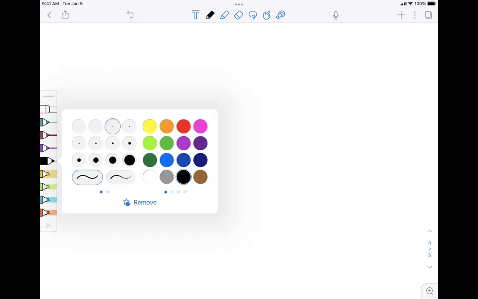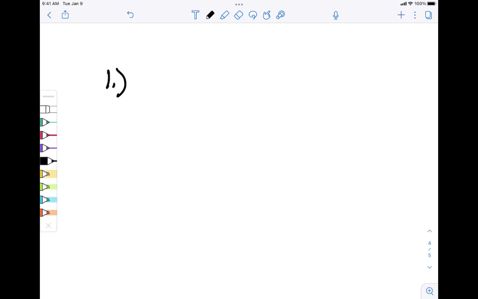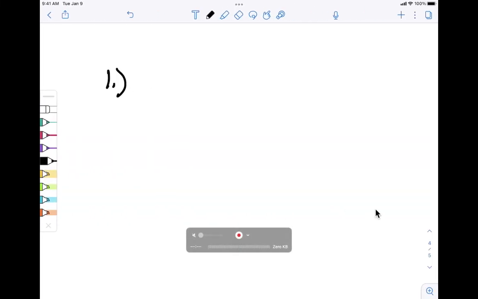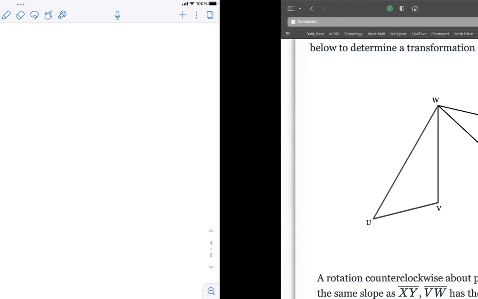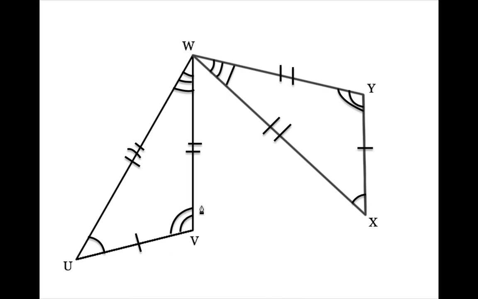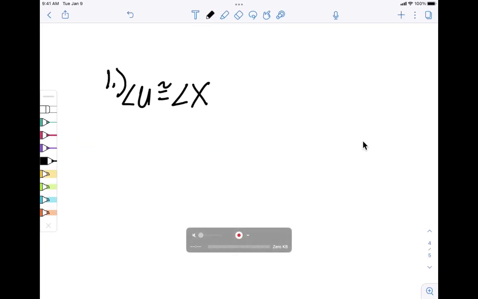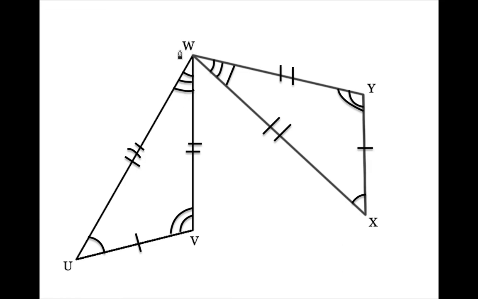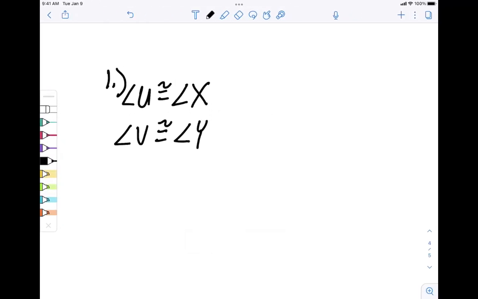This is my blank space here, and I'm going to say number 1. Let's identify all the parts here, starting with our angles. Angle U is congruent to angle X. Angle V is congruent to angle Y. And finally, our third angle, angle W, is congruent to angle W. That one's easy, right? Look at that. We have our angles.